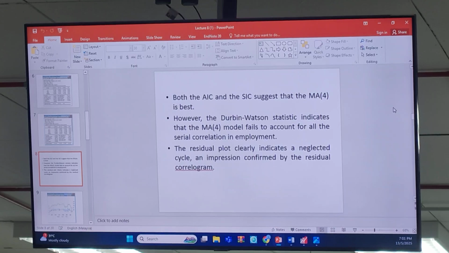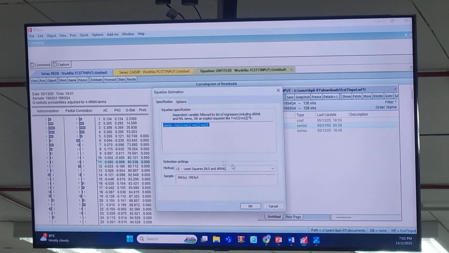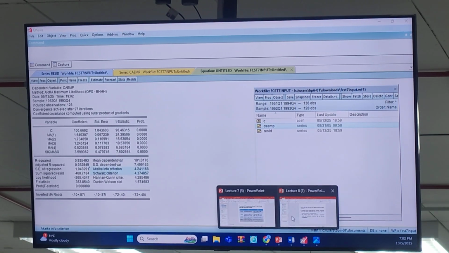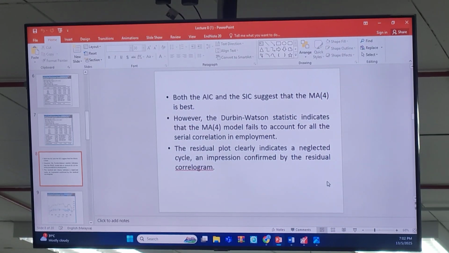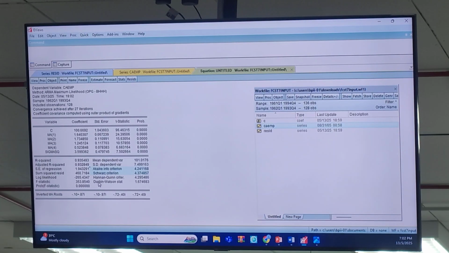So you compare AIC and SIC. Just now, if you estimate the model, you have the AIC and the SIC here. If you want to compare based on SIC, you can get this value. So both AIC and SIC suggest the MA4 is best. However, the Durbin-Watson statistic indicates the MA4 model failed to account for all the serial correlation in employment.